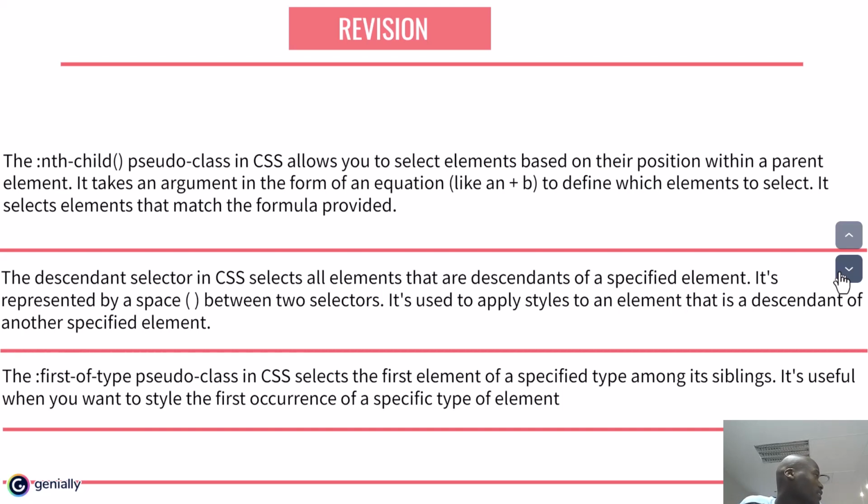The descendant selector in CSS selects all elements that are descendants of a specified element. It is represented by a space between two selectors. It's used to apply styles to an element that is a descendant of another specified element.